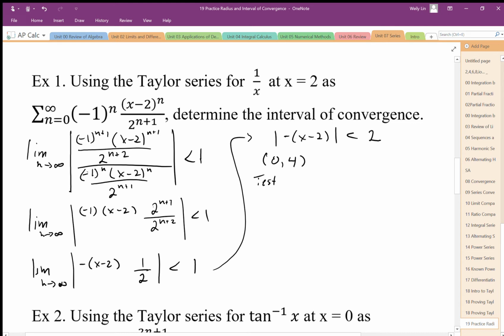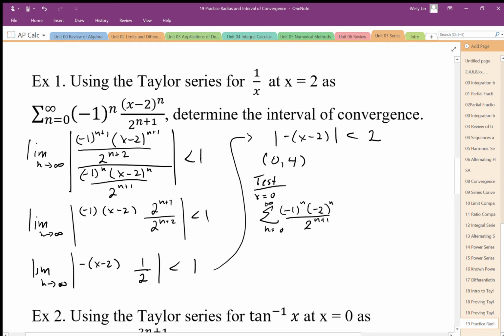So I'm going to test x equals 0 as my endpoint. When I plug that into my series, it looks like this: n equals 0 to infinity, (-1)^n alternating, and then we end up with (-2)^n. So we have this situation where if n is odd, we end up with negative times negative. If n is even, that's going to be positive and positive. We're always going to end up with a positive term. Okay, so we end up with that over 2 to the power n plus 1.